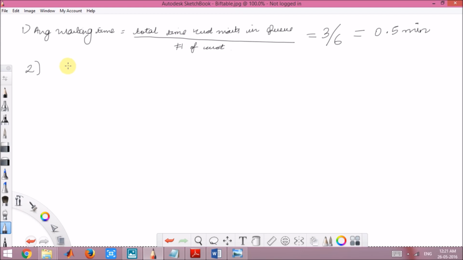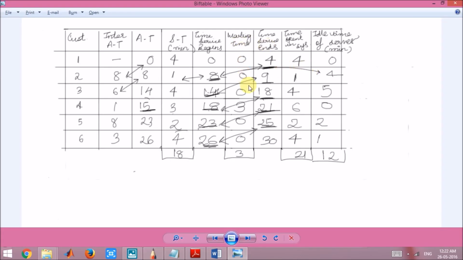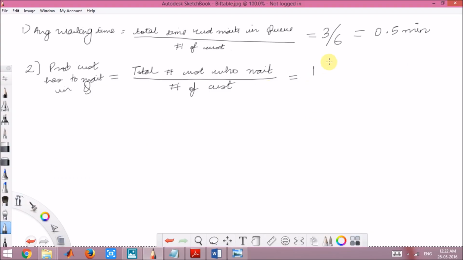So the second thing that we have to calculate is the probability that a customer has to wait in queue, right? That is given by the total number of customers who actually wait in the queue divided by, again, the number of customers that are there. So the total number of customers who wait is just 1 by looking at this table. So there's only one customer waiting, so that's 1 divided by, again, 6, the total number of customers. This gives me 0.166 or 16.6%.